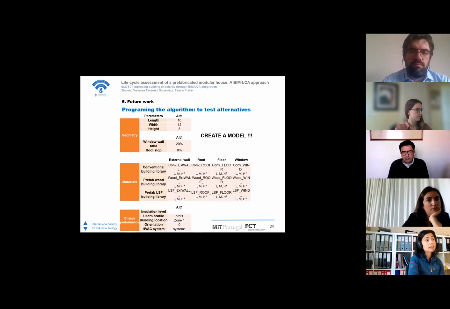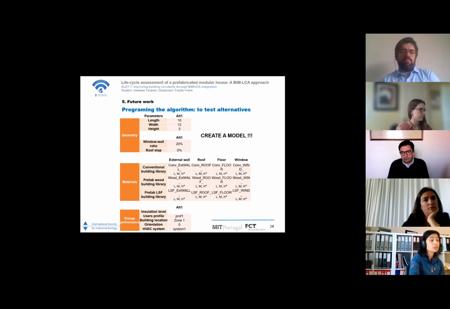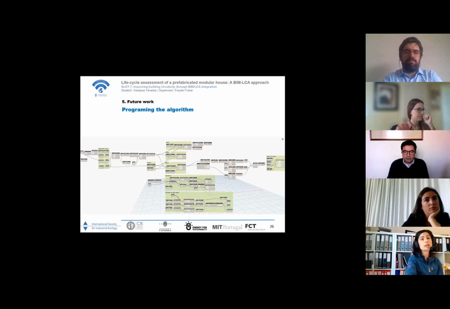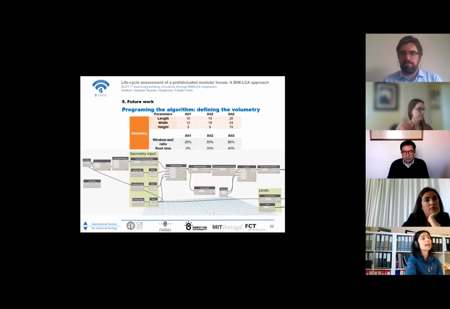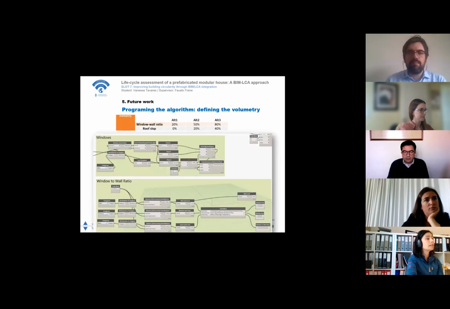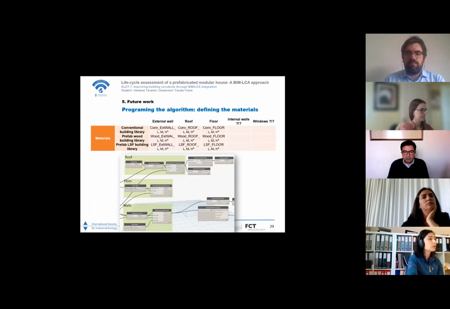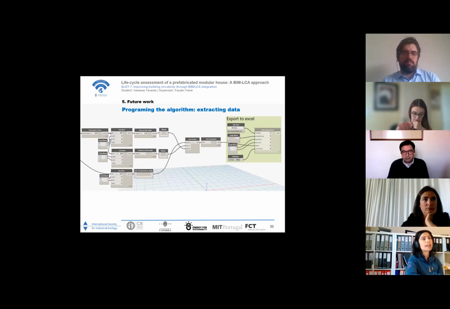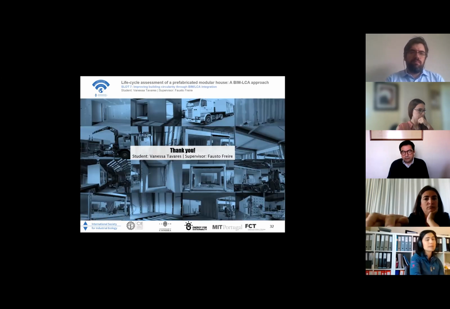Here we have the model with the geometry, different materials, and energy performances. We should build up the library with different compositions of external walls, internal walls, roof, floors in different materials. This library is recognized in Dynamo, and we should program the algorithm so we can have differences in geometry and in windows, window-to-wall ratio, in materials that were previously defined, and do the energy performance in different places with the different results. And then extract that data to feed back all the model. But this is a work in progress.